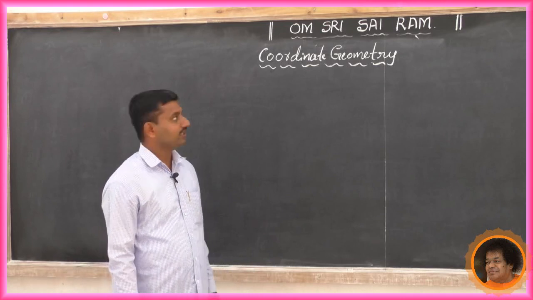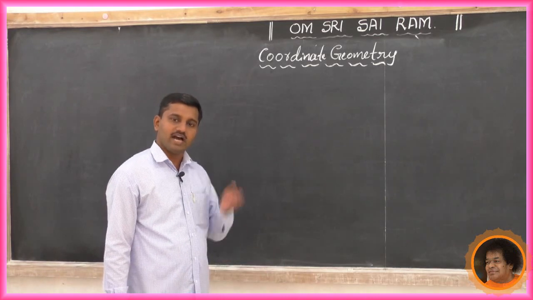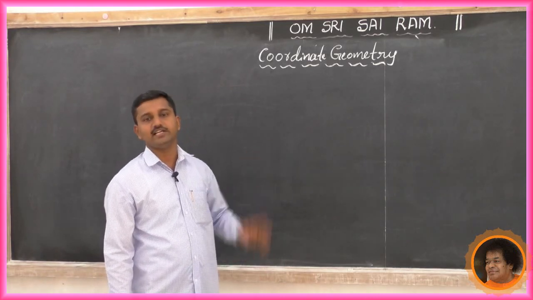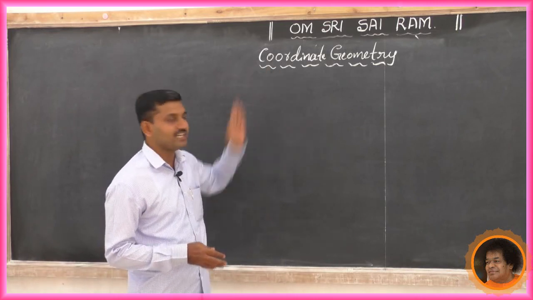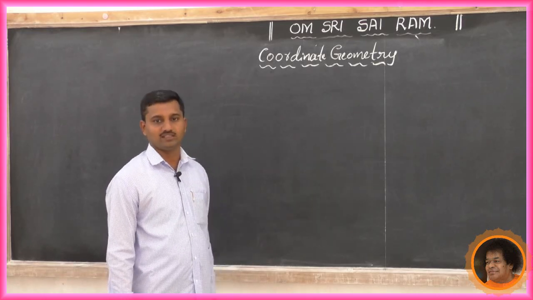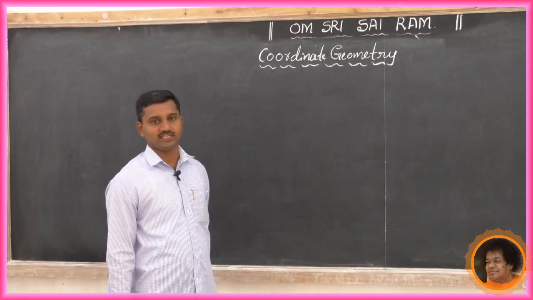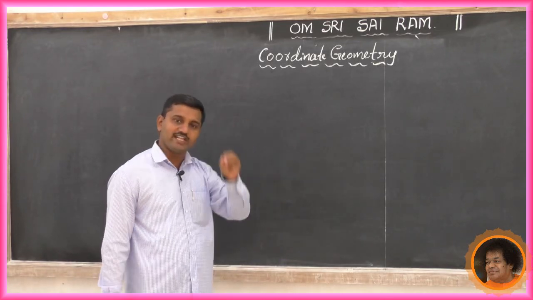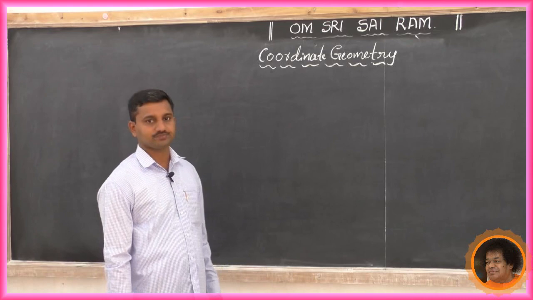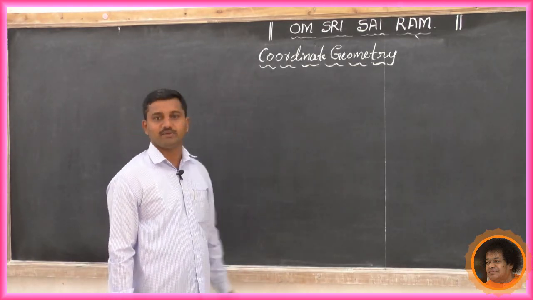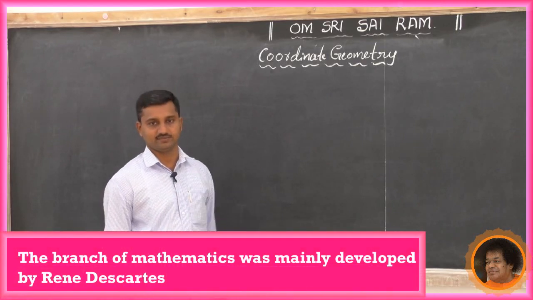You know that in algebra, with the help of formulas and identities, we solve the problems. In the same way, in coordinate geometry, with the help of formulas, we may solve the problems. So that is known as geometry algebraically. So what is coordinate geometry? Coordinate geometry is a branch of mathematics which deals with geometry algebraically. This branch of mathematics was developed by the French philosopher as well as mathematician René Descartes.